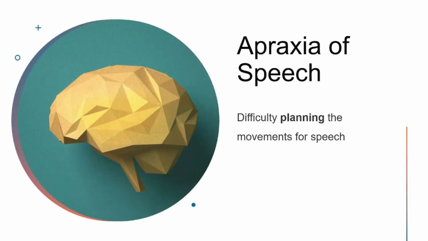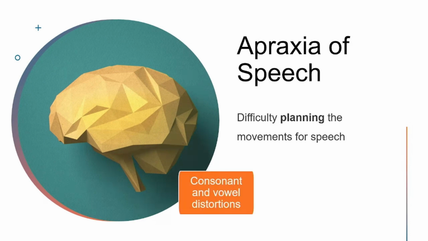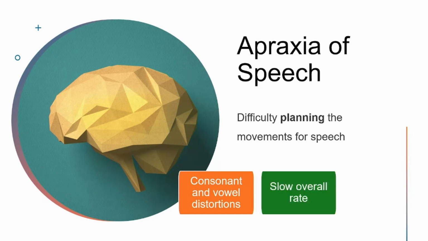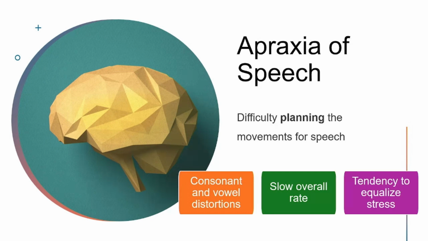Apraxia of speech is essentially a difficulty with planning the movements for speech. So the muscles themselves might be intact, but the part of the brain that's responsible for providing the pattern or the plan of how to move the muscles to produce the sound is affected. And so what we get are distortions to the sounds, both consonants and vowels. We get an overall slow rate of speech, and also this tendency to equalise stress.